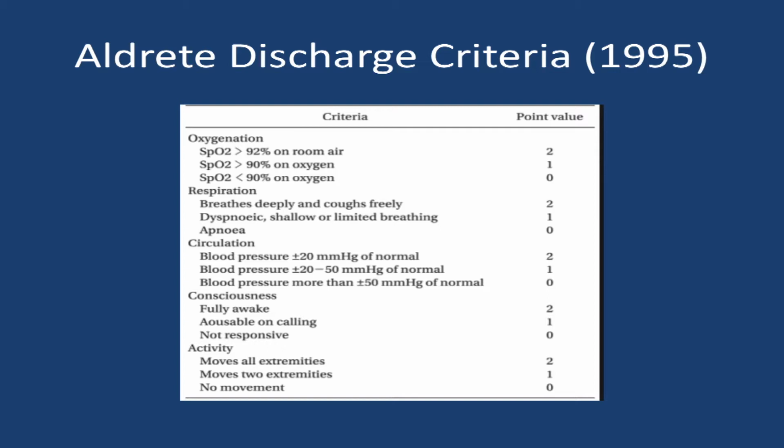Consciousness: are they fully awake? If so, they get a 2. If they're arousable on calling, a 1. If they're not responsive, they get a 0. Activity level: if they move all extremities, they're playing in the recovery area, they get a 2. If they move 2 extremities, maybe just moving their arms and legs or fingers, then they just get a 1. If they don't do any movement at all, then they're held at the 0 level.